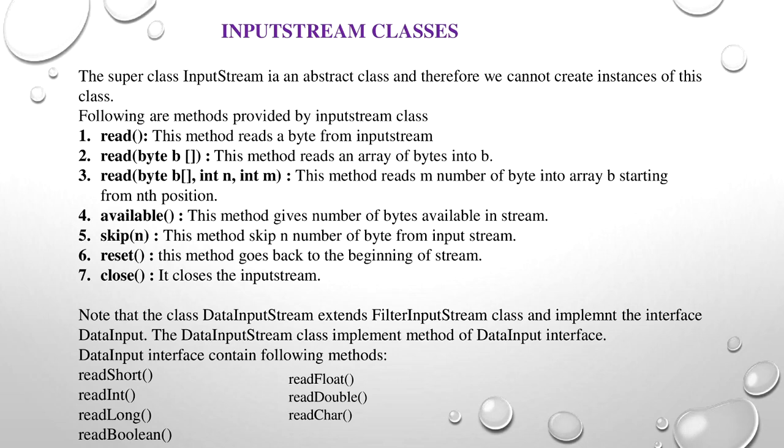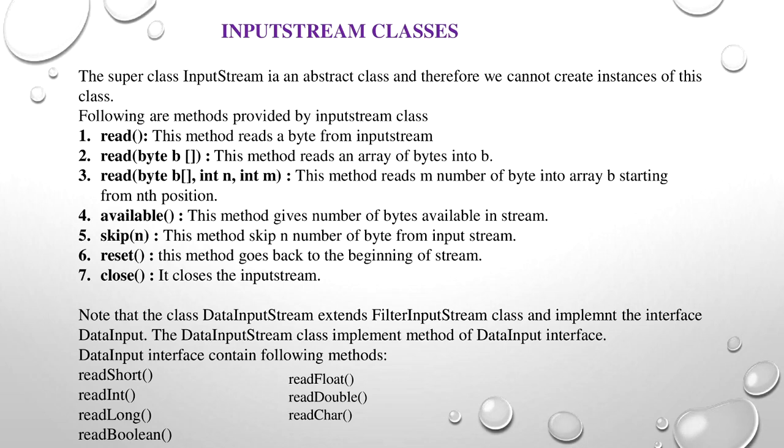The second function is the read function. It takes one parameter of the type byte array. This method reads an array of bytes into B. B is the array of the type byte. Read, the third variation of the read function.